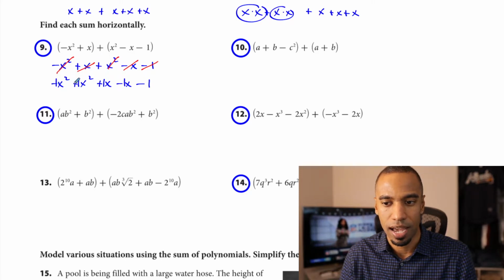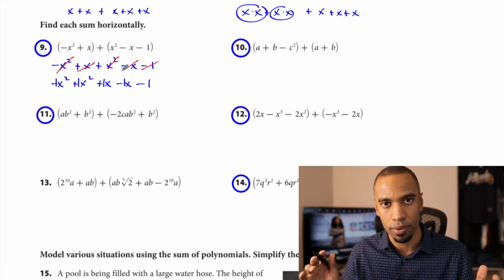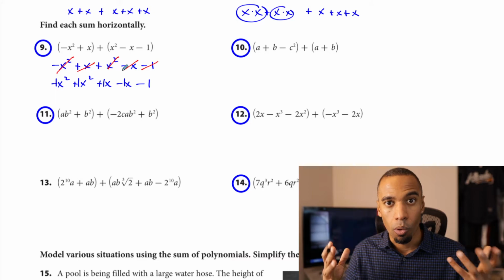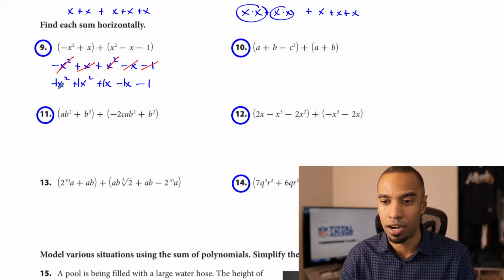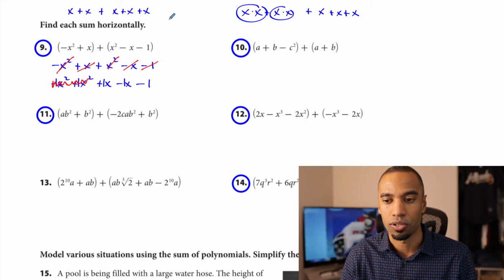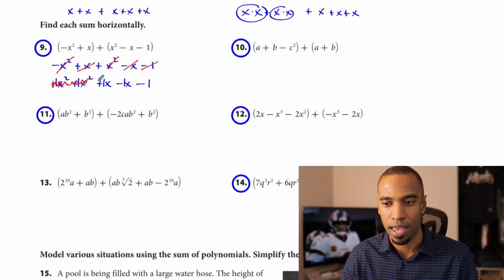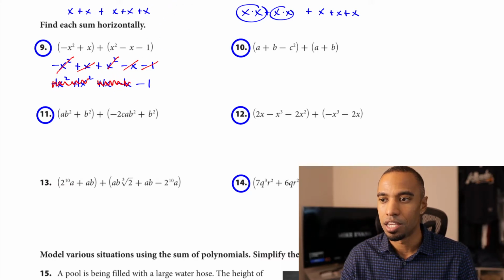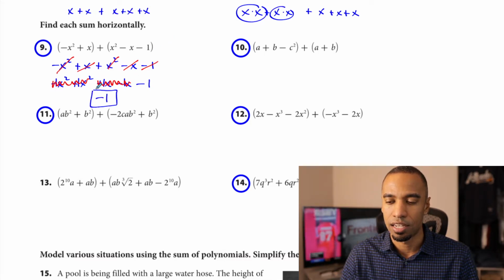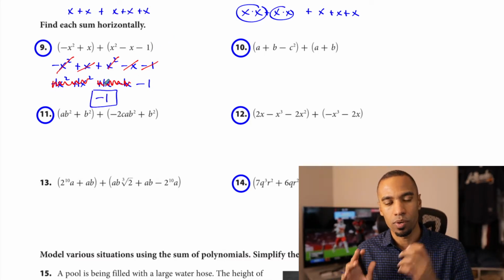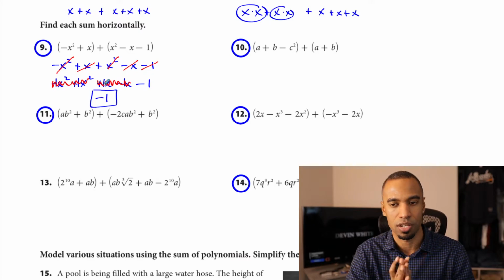Those terms actually cancel each other out. You get 0x squared. There are no more x squareds. They are gone. They are kaput. They cancel out. 1x minus 1x, same thing. That's 0x. They cancel out. They're gone. You know what you're left with? Just a negative 1. When all said and done and we simplify this thing, all that's left is negative 1.